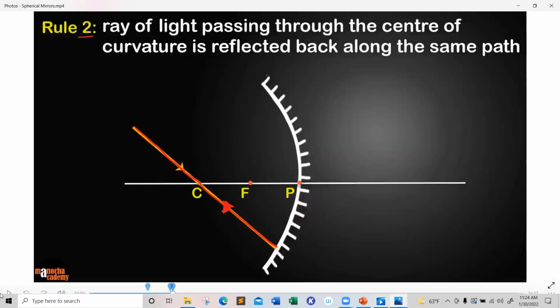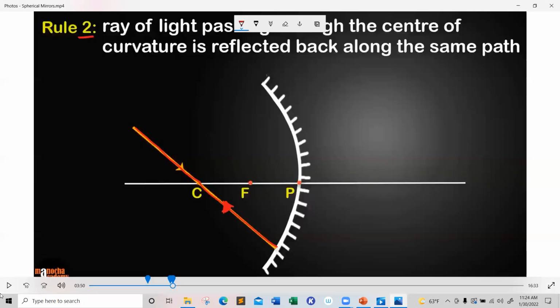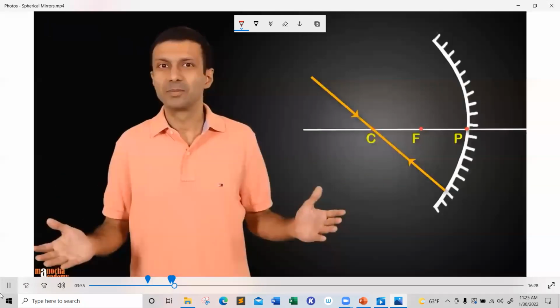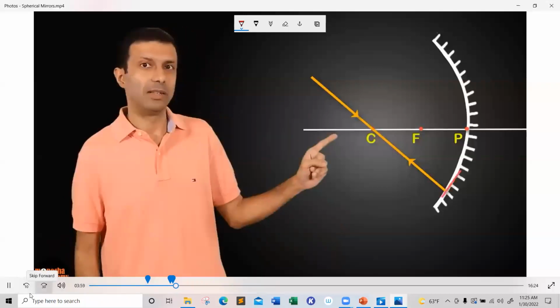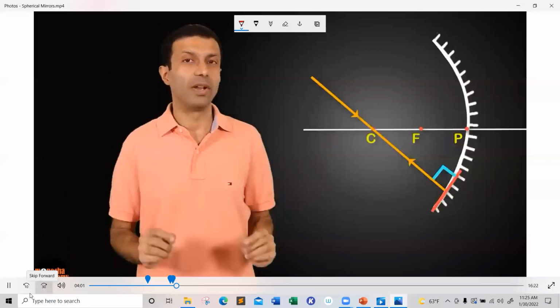He has mentioned it as rule number 2. No problem, whether it is mentioned as 2 or 3 doesn't matter, but the rule is the same. If the ray is passing through the center of curvature, then it will be reflected back along the same path. Do you know why? The ray of light falls normally, perpendicular to the mirror.